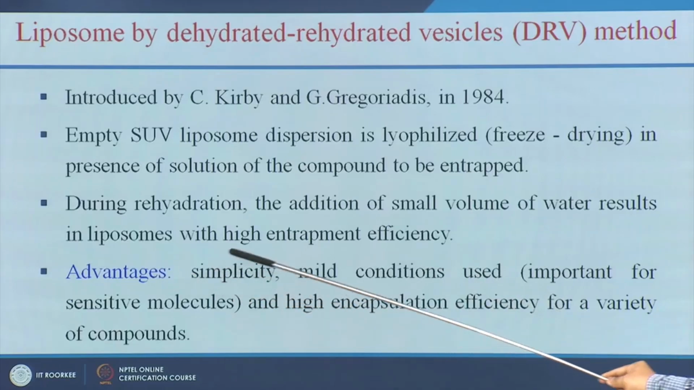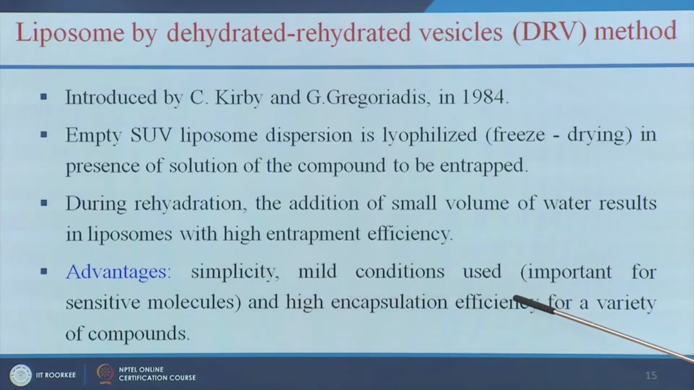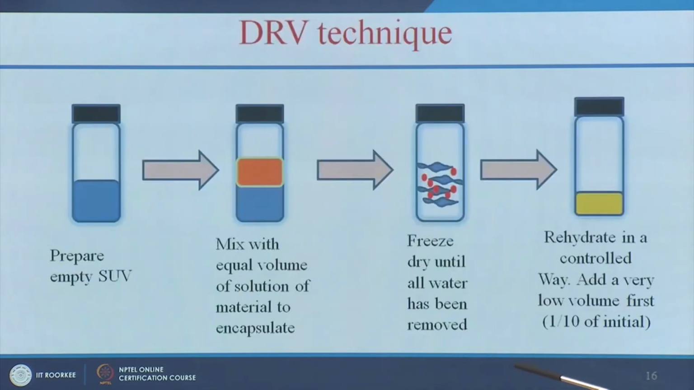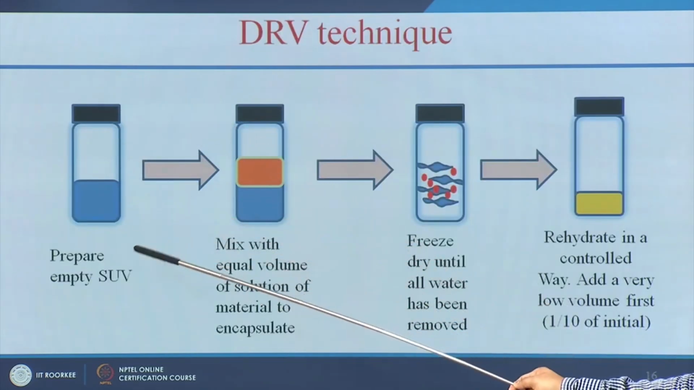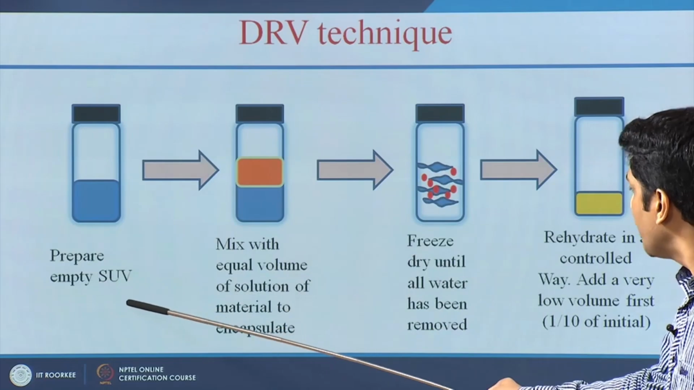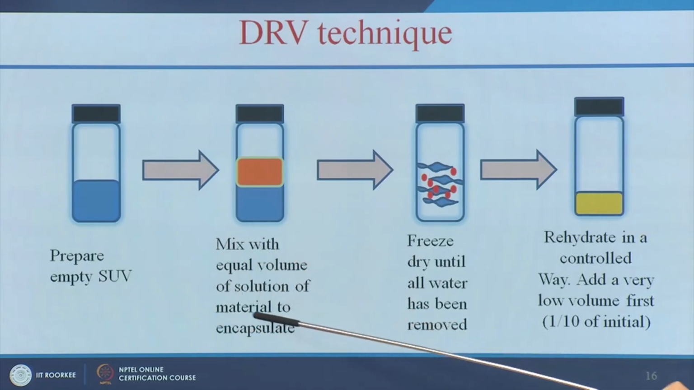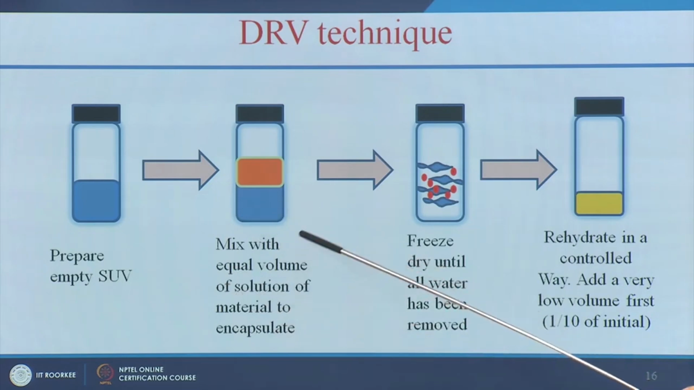Here the advantages are, it is a simple method, and here we are using mild conditions, so we can achieve high encapsulation efficiency for a variety of compounds. So here you can see the DRV technique. We can prepare the empty SUV and mix with an equal volume of solution or material which should be encapsulated within this SUV, and freeze dry, that is lyophilize. When you freeze dry until all the water has been removed, then you rehydrate in a controlled way. When you add a very low volume like 1:10 of volume, it will give very good small size SUV particles with drug loaded nanoparticles.